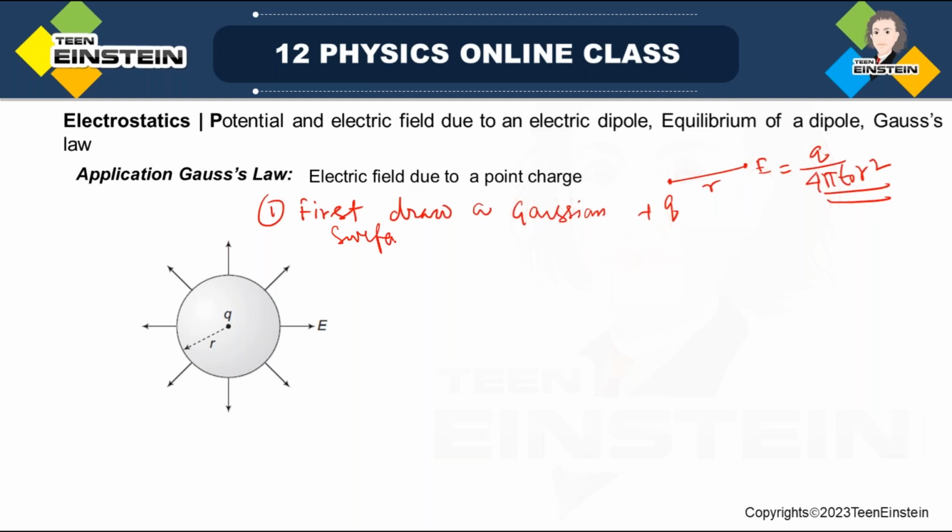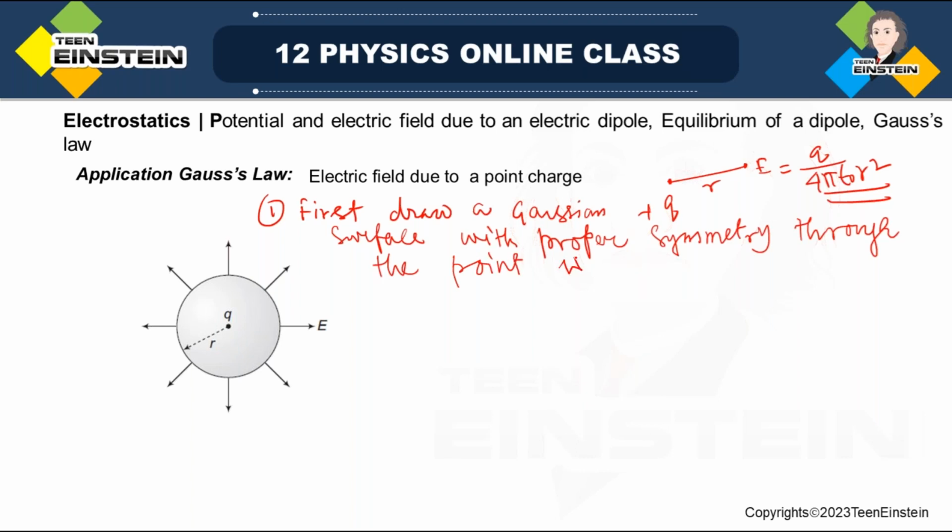with proper symmetry, through the point where the electric field has to be calculated. This is the first point. So let us see here; this is the Gaussian surface.